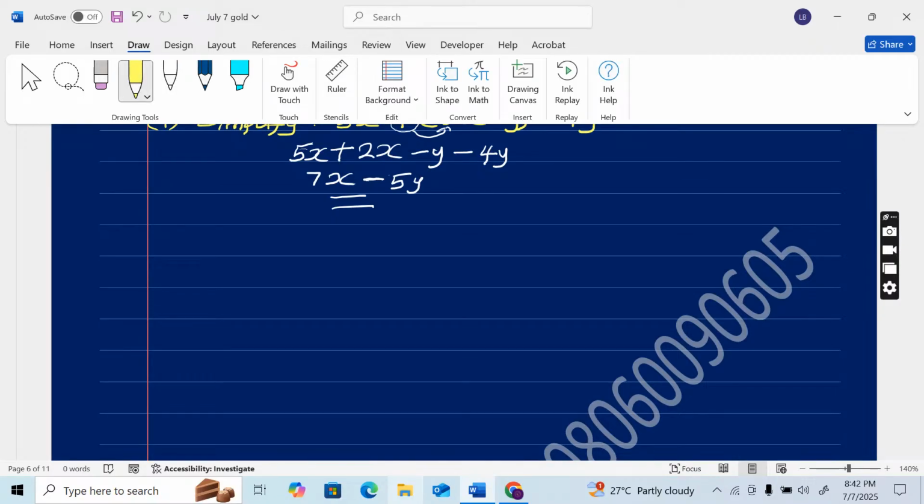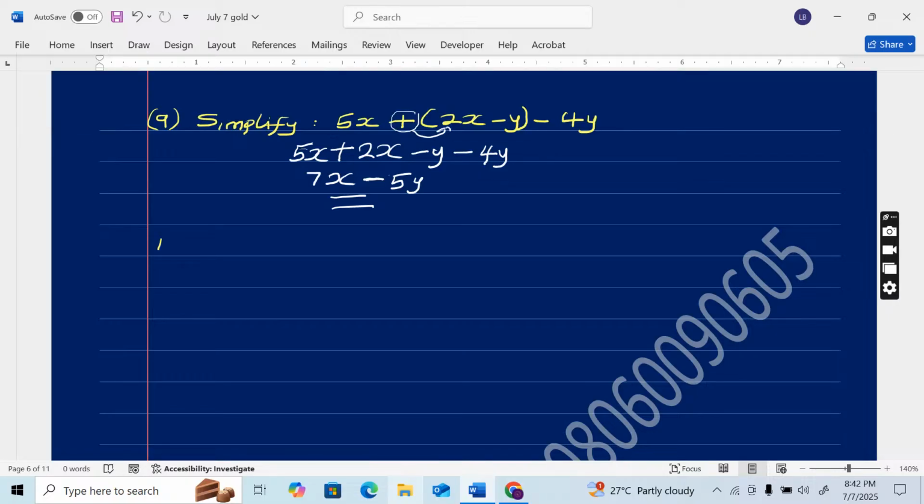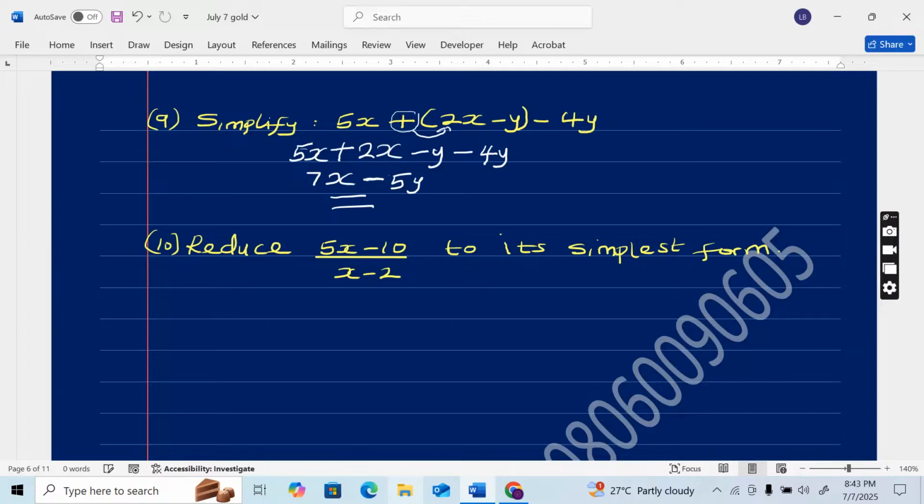The question says, reduce 5x minus 10 over x minus 2 to its lowest form, to its simplest form. The simplest is something as lowest. That is the simplest form you can have, such that there is nothing you can do further.